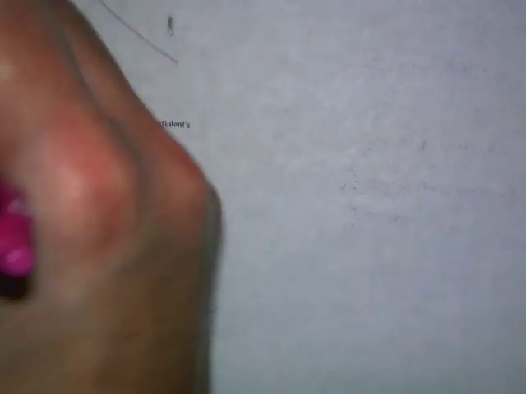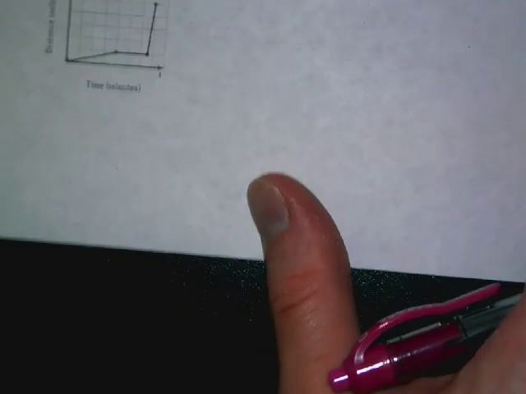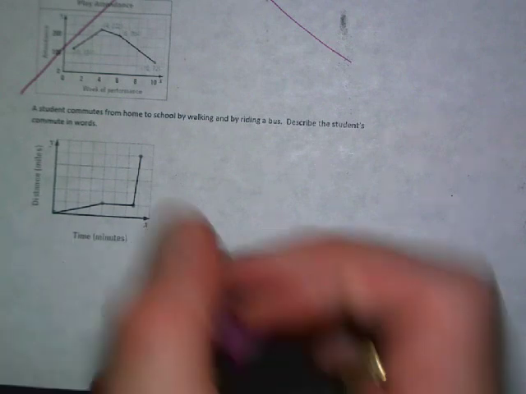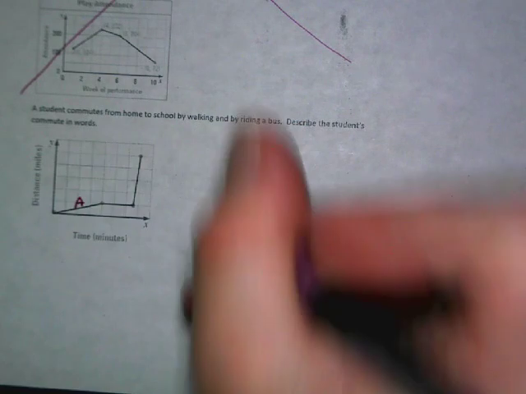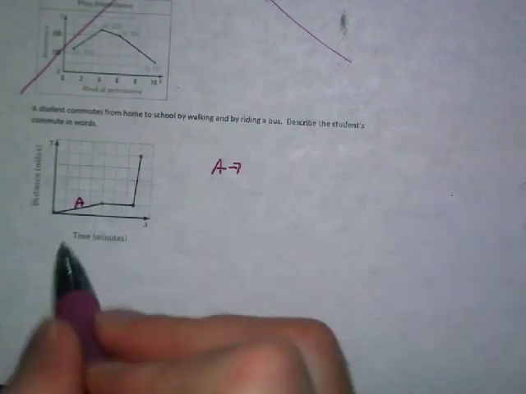All right, turn it over. Last thing we're going to look at is just interpreting graphs. What I want you to do is skip down to actually the very last one. That's the main one we're going to look at today. This would be what I'd expect you to be able to do, to look at something like this and interpret the meaning. So this says a student commutes from home to school by walking and by riding a bus. We're going to describe this commute in words. So it looks like our y-axis is the distance they've traveled. X-axis is the time.